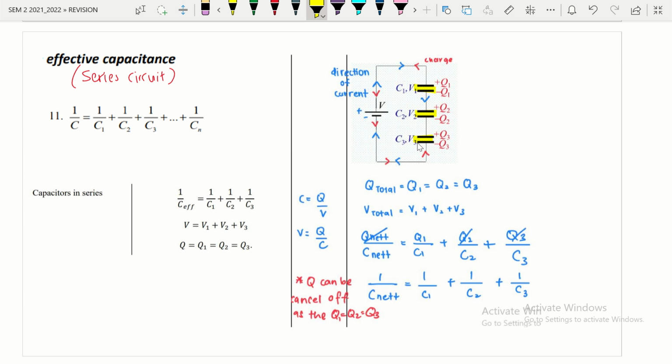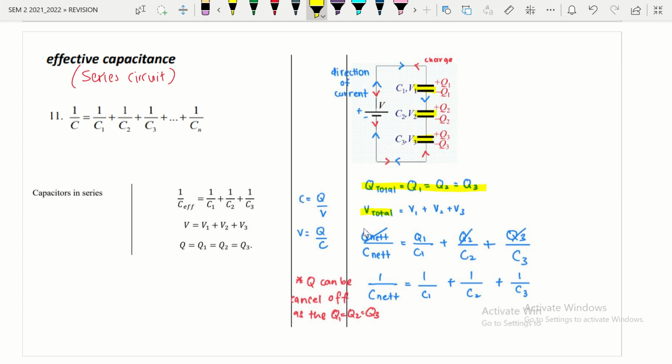Okay, so awak kena tahu rule pertama dia adalah total charge. Total charge untuk series circuit adalah sama dengan charge untuk capacitance 1, capacitance 2 dan capacitance 3. Okay, remember, charge dia adalah sama. Total charge dia akan sama dengan capacitance 1, 2 and 3. Apa yang berbeza? Yang berbeza dia adalah total potential difference dia. Okay, total potential difference dia adalah berlainan.